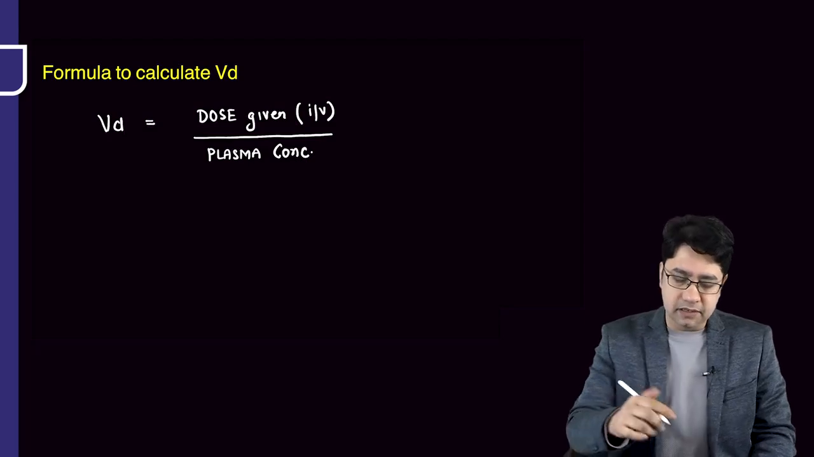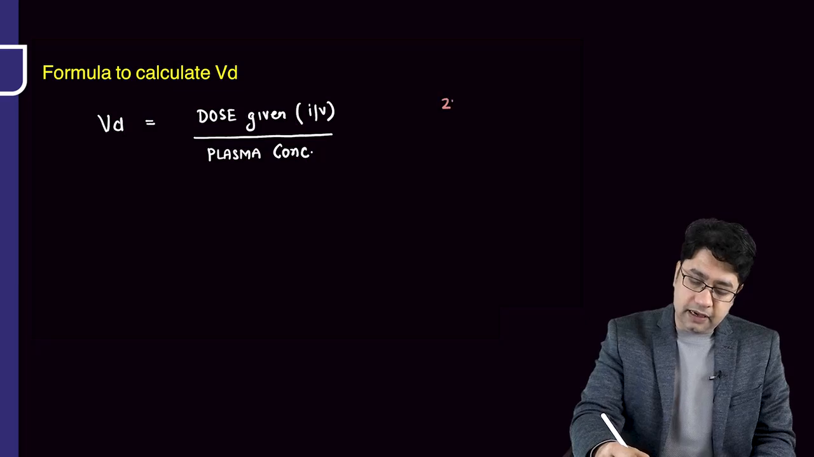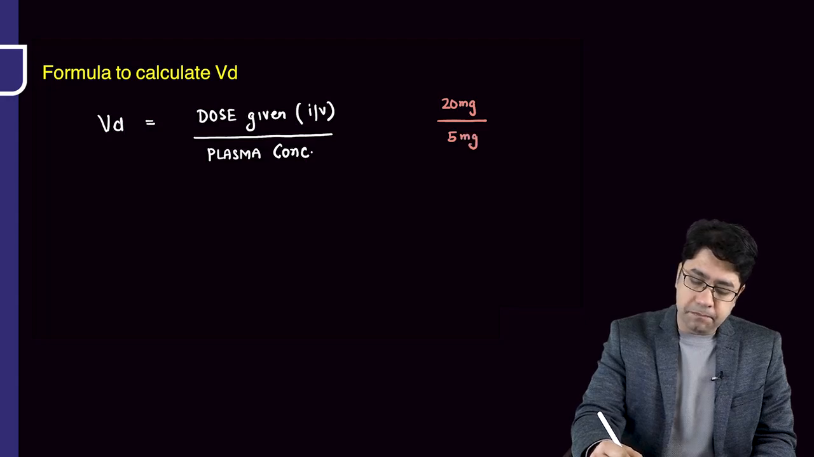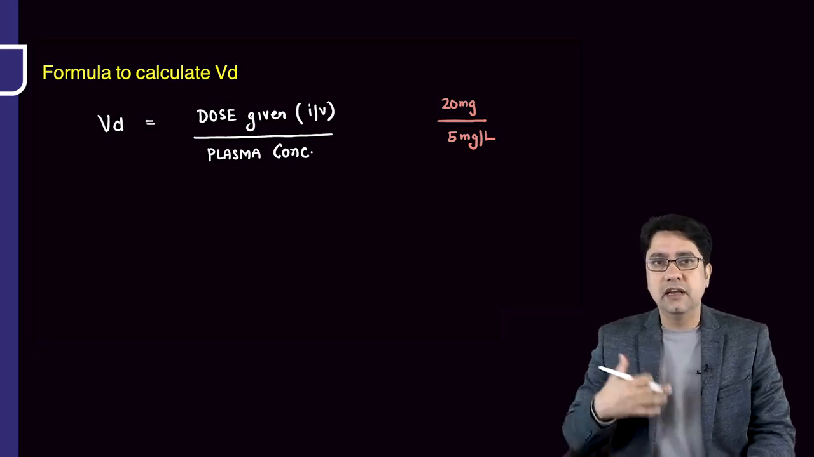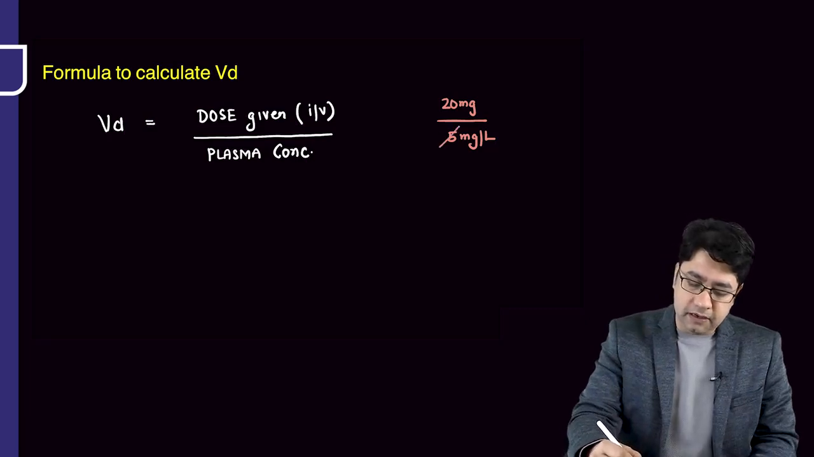Let's take an example. Suppose I have given 20 milligrams of the drug and in plasma I am only finding 5 milligrams per liter of the drug. This will be the concentration. Can you tell me the volume of distribution? That will be around 4 liters.